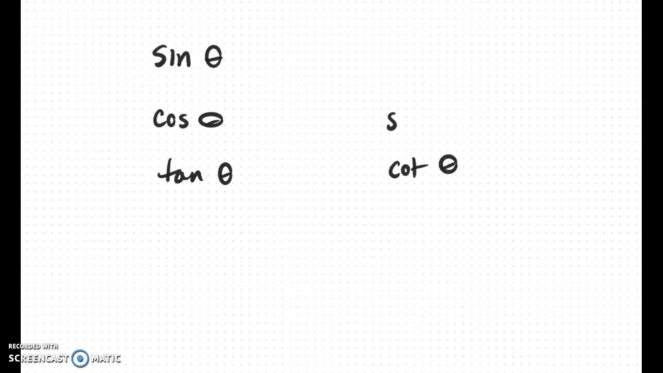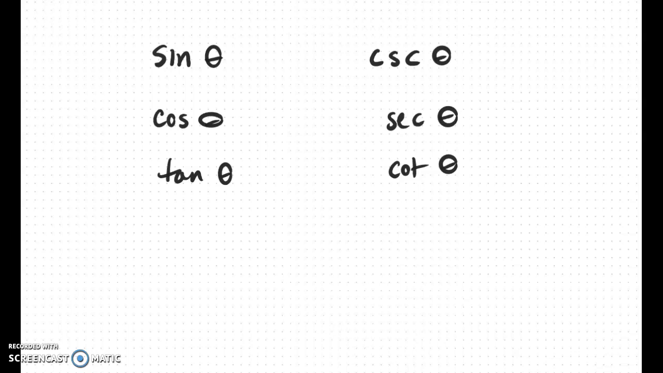Let's talk about the definition of the trig functions. There are 6 trig functions, and those are the sine, the cosine, tangent, cotangent, secant, and cosecant. And the sine of an angle is a ratio of 2 sides of a triangle.